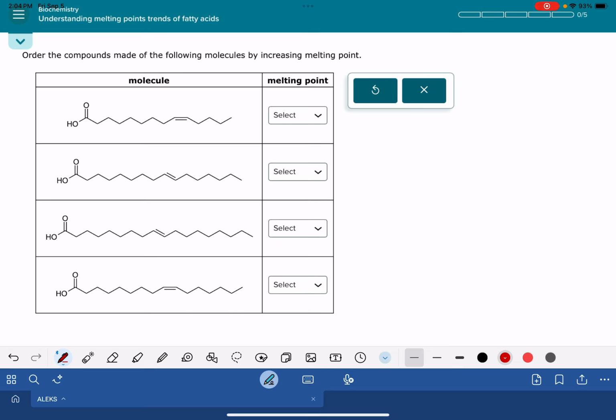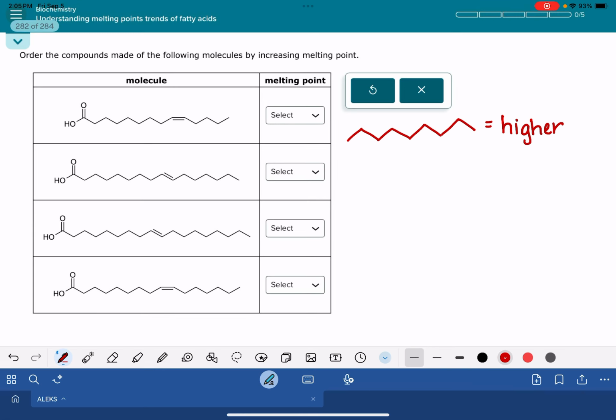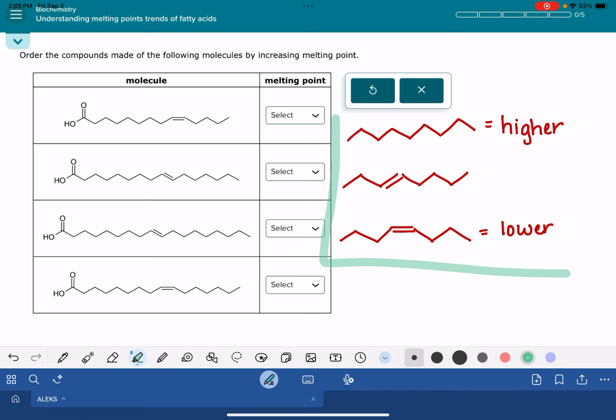Now to do this, there are 2 variables that we're going to take into consideration. One of the things that we're going to consider is the structure of the carbon chain of the fatty acid, this portion of the fatty acid out here. If that carbon chain is just a straight alkane, all carbon-carbon single bonds, no double bonds at all, that molecule is going to tend to have a higher melting point than one that has a trans double bond. And if we have a molecule that has a cis double bond present, that molecule is going to typically have the lower melting point.